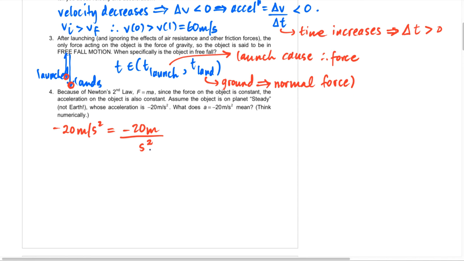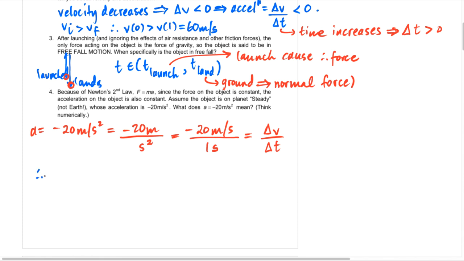But we don't have any physical meaning for a second squared. So instead, we refer to it as negative 20 meters per second per 1 second. And if we recall what we said earlier, that acceleration is equal to the change in velocity over the change in time, well, then we can start to see that since the change in time is positive, because time is increasing, that means that the velocity is decreasing by 20 meters per second every 1 second.